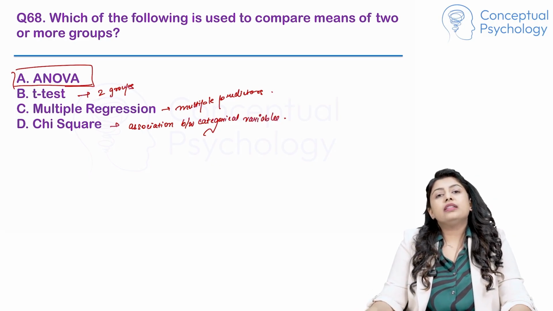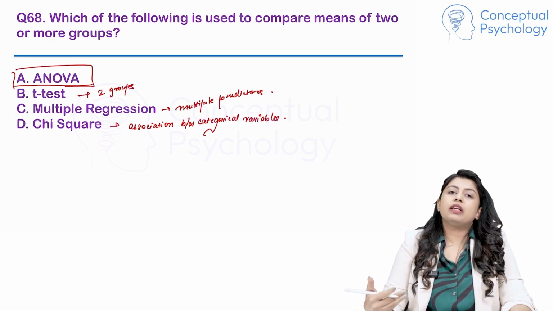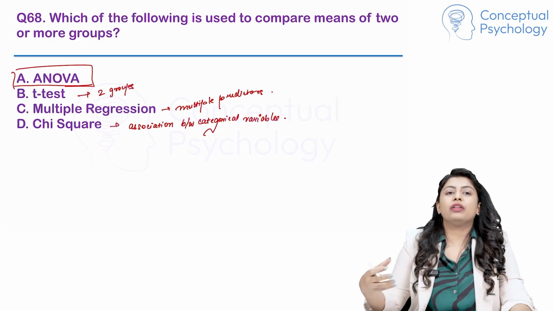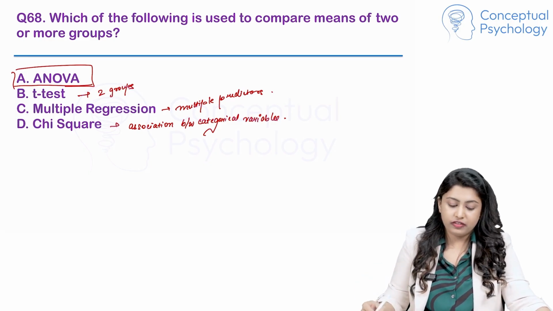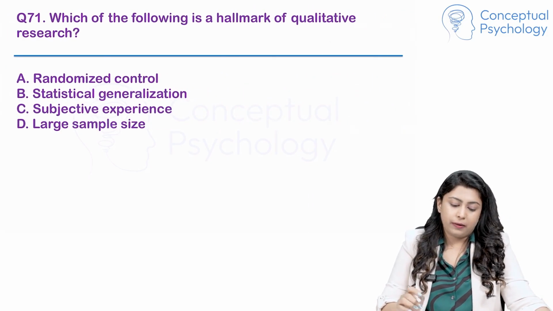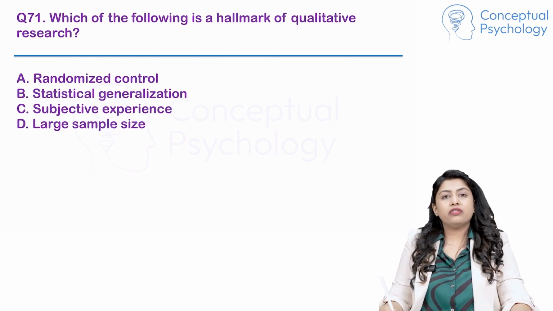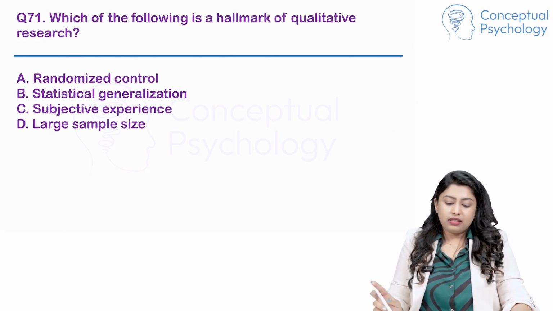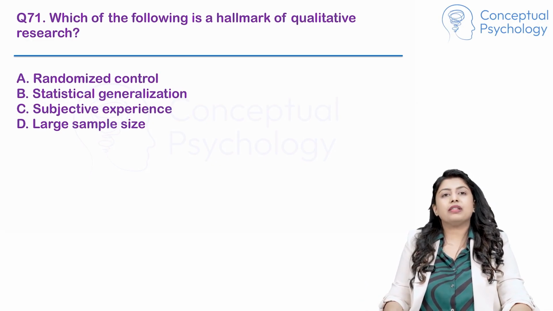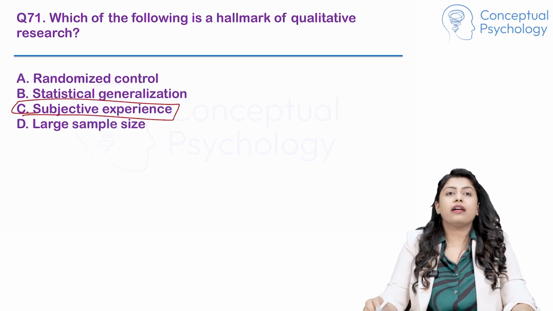So, ANOVA is the appropriate statistical test when comparing means across multiple groups, extending beyond the two group limitation of t-tests. Alright, so hence A is the correct answer. Which of the following is a hallmark of qualitative research? Randomized controlled, statistical generalization, subjective experience, or large sample size. So here subjective experience is the correct answer.